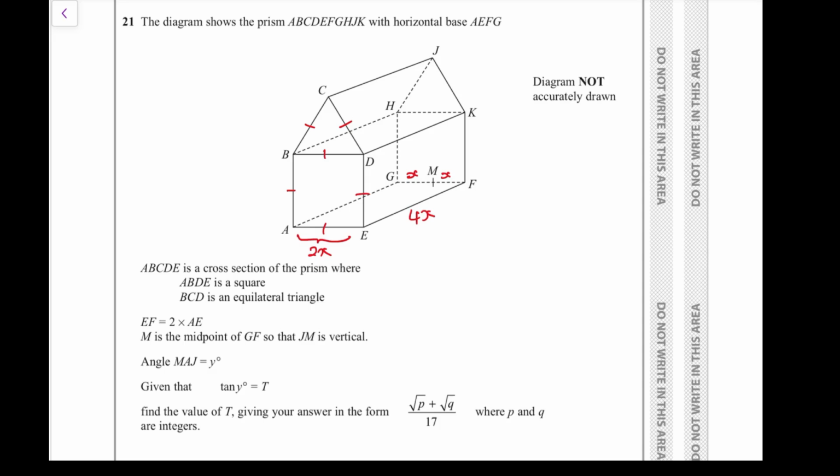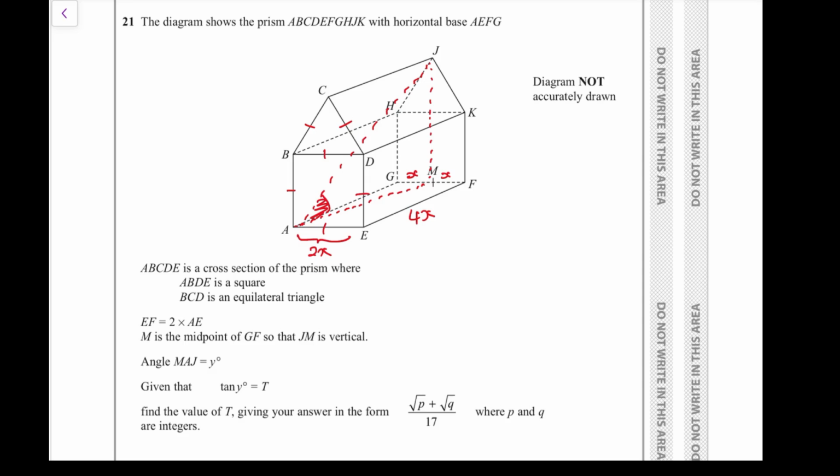Then what do I need to do? M is the midpoint of GF, so that GM is vertical. So in other words, it's just saying that this is directly above this point here, which it must be if it's an equilateral triangle. Angle MAJ. Now this is where the question suddenly becomes slightly harder, because A is in the corner over here, M is on the opposite side in the middle, and then J is all the way up here. So I've got a really difficult triangle that I need to work out, and I need to work out what this angle here is. And then it says, for no obvious reason, tan y equals t, find the value of t, and then present it as a third. Okay, let's come back to that bit later.